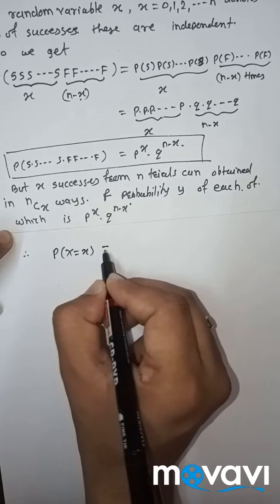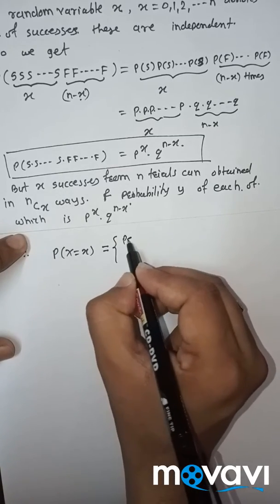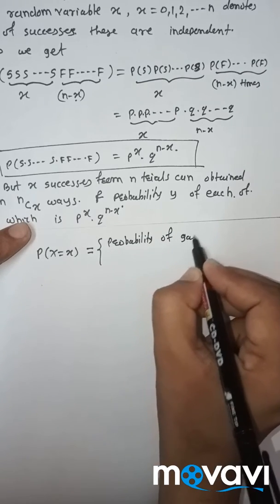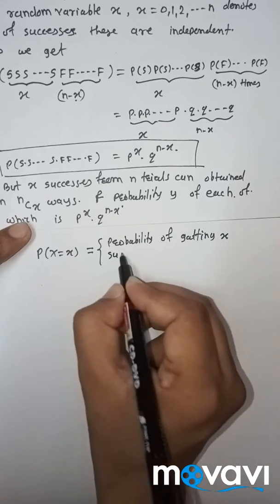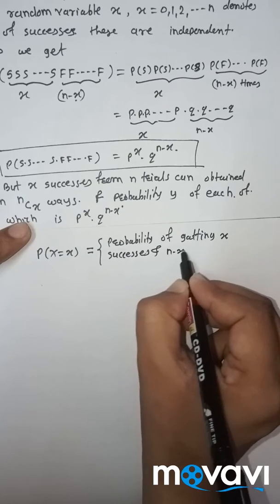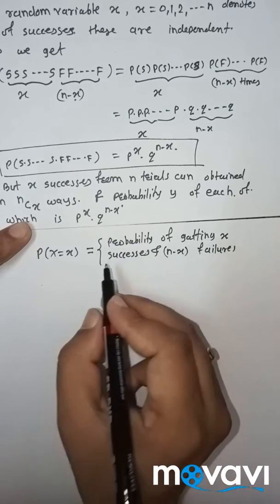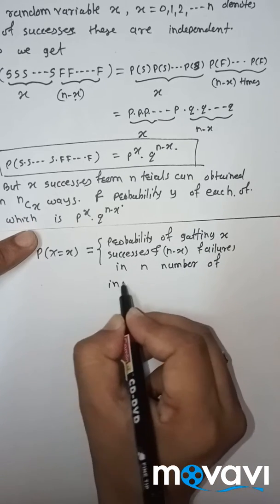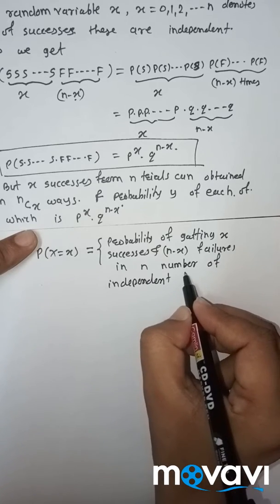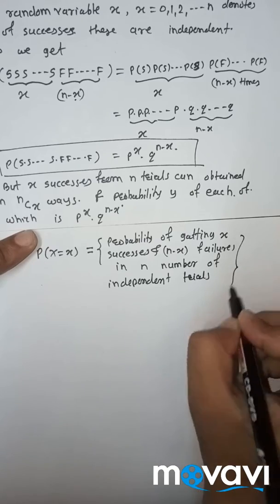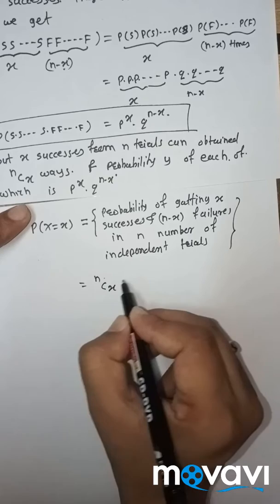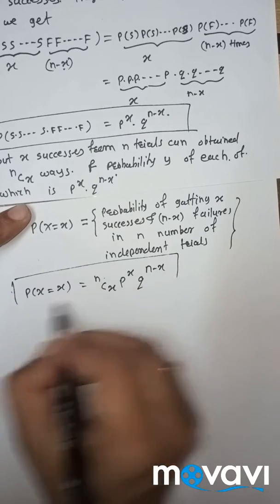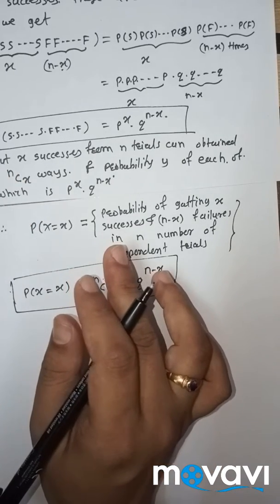probability of X equal to small x, which is the probability of getting x successes and n minus x failures in n independent trials, is equal to nCx p raised to x q raised to n minus x. This is called the probability mass function of binomial distribution.